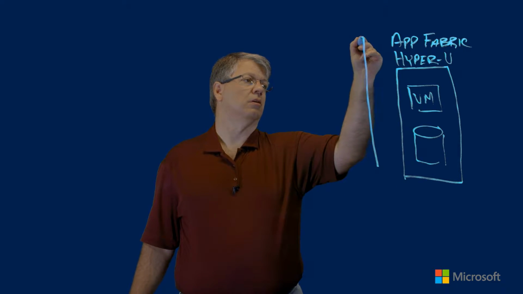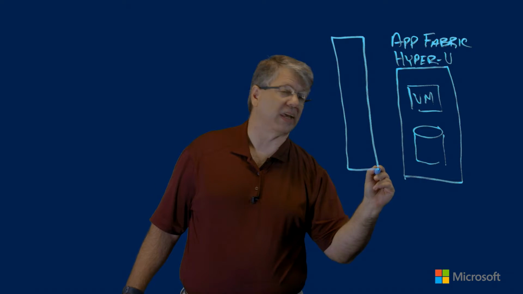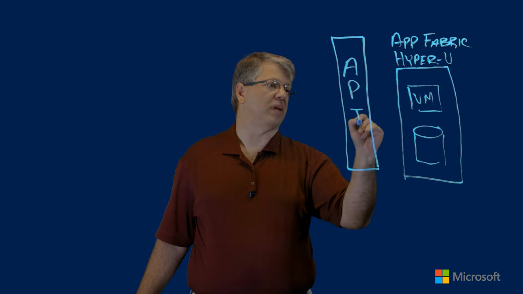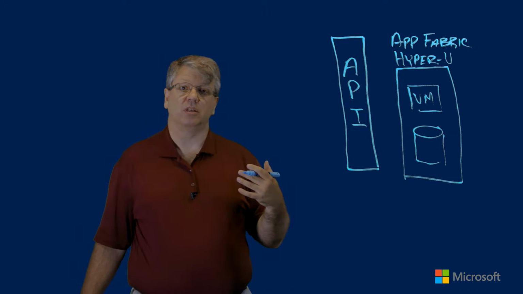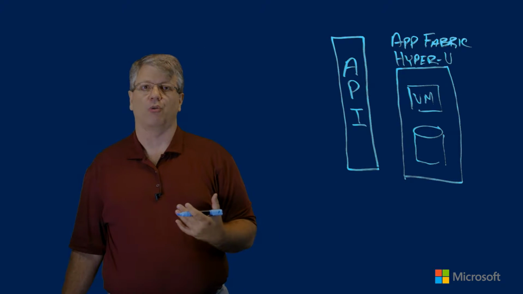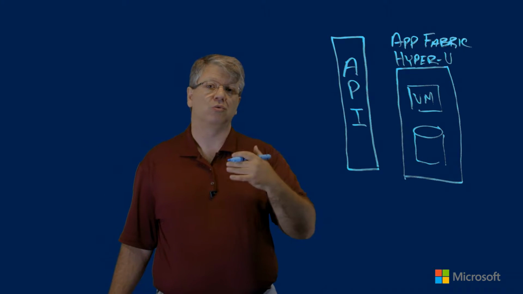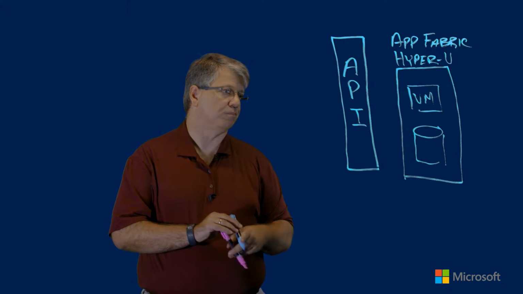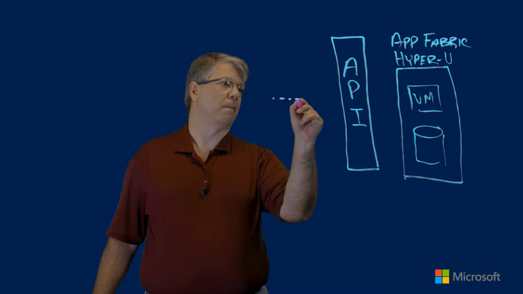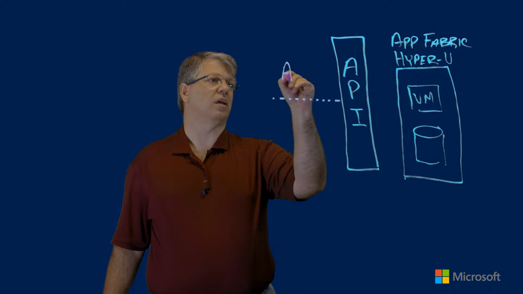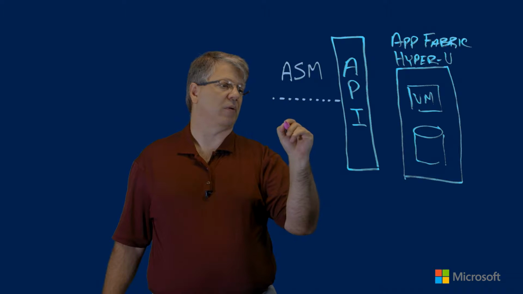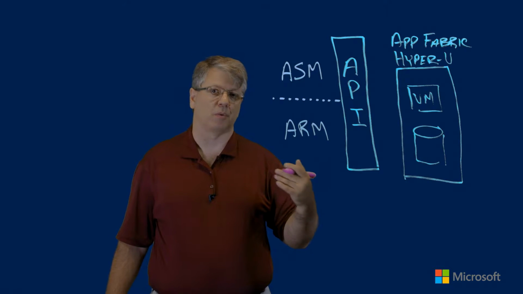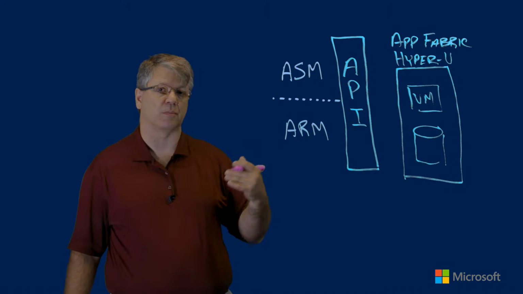But what is provided for us across everything in Azure is an API. Everything that we do in Azure is going to go through an API. And in fact, there are two different versions of the API. We have the ASM, which is version 1, and the ARM, which is version 2. ASM is the Azure Service Management model, and ARM is the Azure Resource Management model.